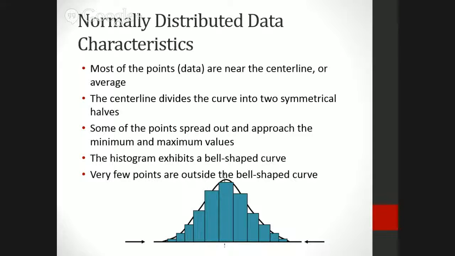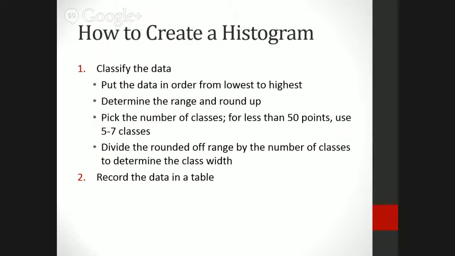We talked about the bell-shaped curve. So, how to create a histogram? It's really easy. You put the data in order from lowest to highest. Now, when we're talking data, that could be a block. I have a block of wood, and it's 4.01 inches. It's 4.02 inches. Well, that's too much data to understand, so we're going to make categories of that data.